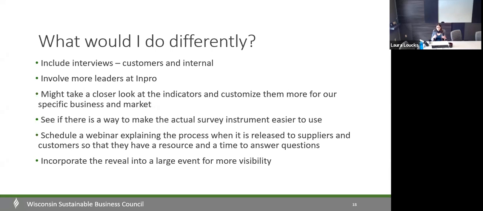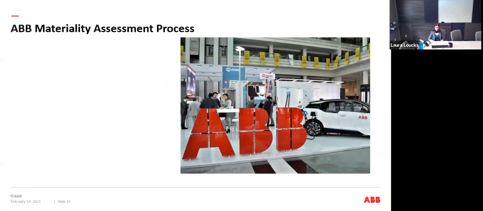On the front end, I think it would be really useful to have a starting webinar and explain the process so that suppliers and customers aren't just getting this email and asked to fill out this survey. They don't know what it is. They don't know why we're doing it and why it's important to us. So when we do this again, probably in 2022, I'm going to schedule a webinar to explain the process and answer any questions right off the bat. So I think that's all I have. So yeah, there you go.